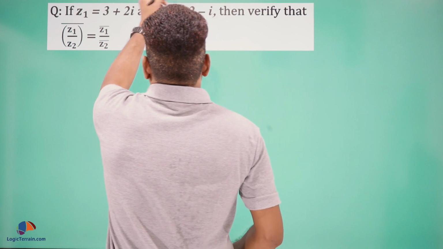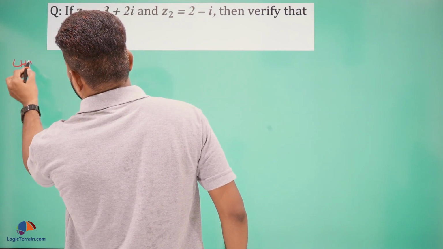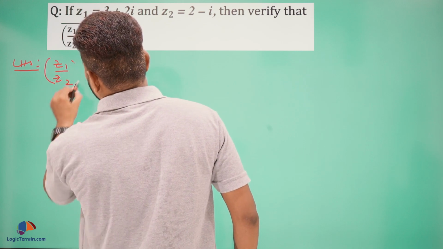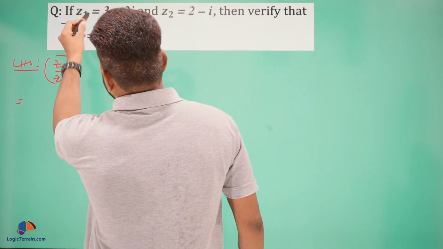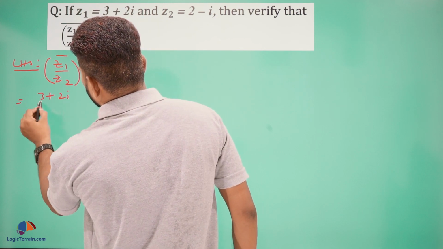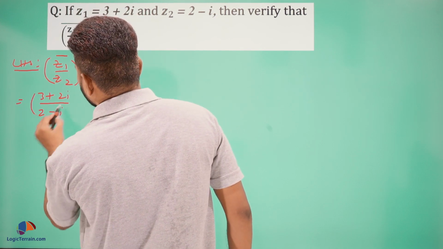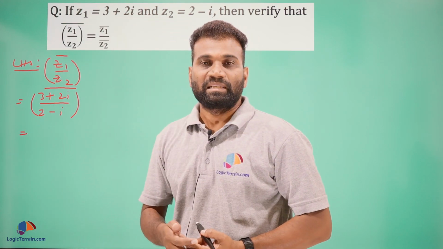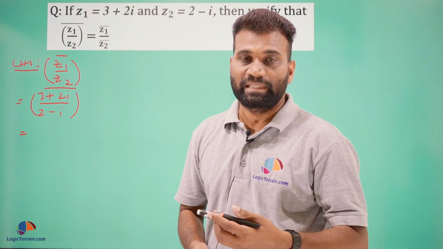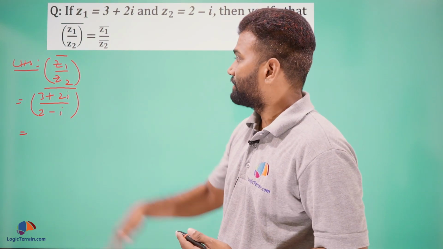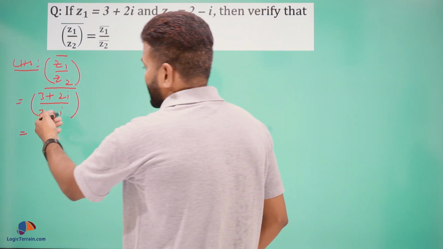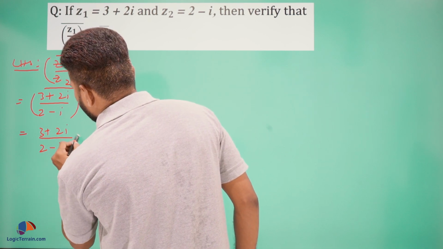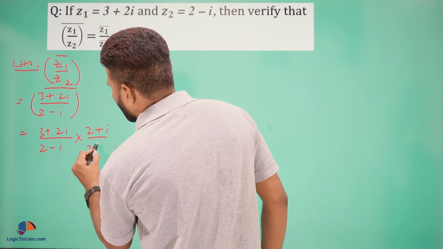So let us take the LHS part, that is the conjugate of Z1 upon Z2, where Z1 is 3 plus 2i and Z2 is 2 minus i, whole conjugate. So here two complex numbers are dividing. First we need to convert them into general form, then we will apply the conjugate. For that we have to rationalize the denominator, that is (3 plus 2i) upon (2 minus i) into (2 plus i) upon (2 plus i).